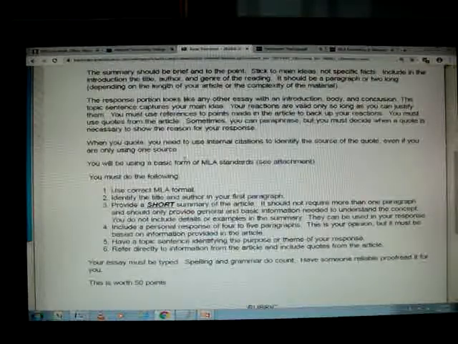Your reactions are only valid as long as you can justify them. So sometimes you may want to refer to some specific things said in the article. You can quote if you want to. I don't really care. It's not required. If you do, you don't have to give citations because we're only working from one article.